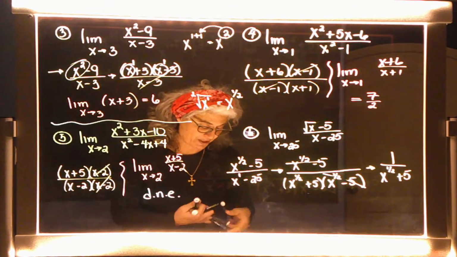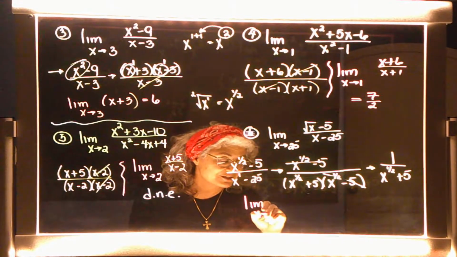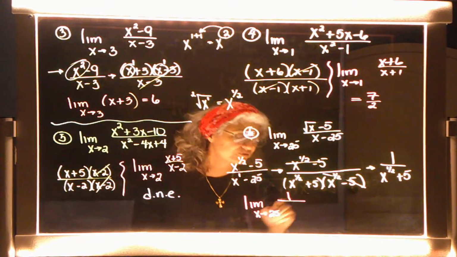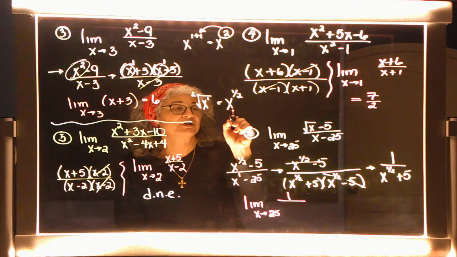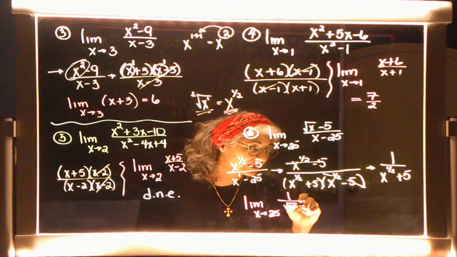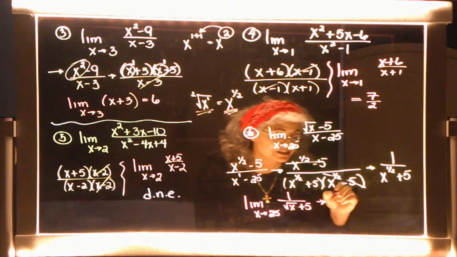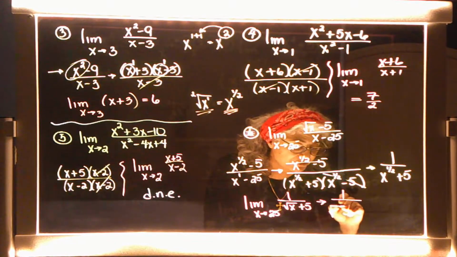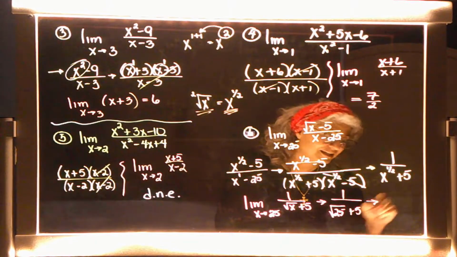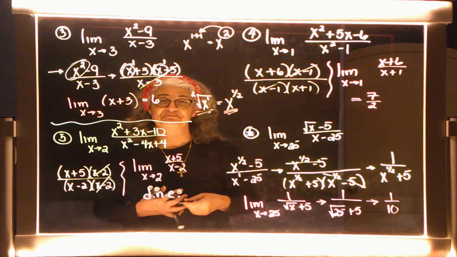Cool? Okay. Which means we are taking the limit as x approaches 25 of 1 over, now the square root, or x to the 1/2 can be written as the square root of x. So I'm just going to write the square root of x plus 5. Which means when I plug in that 25, I'm going to get 1 over the square root of 25 plus 5, which, yeah, 1 over 10.